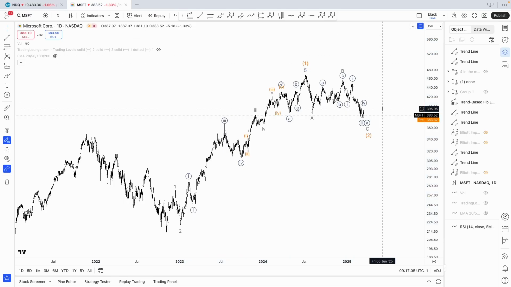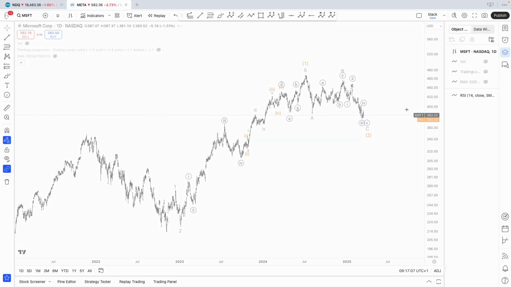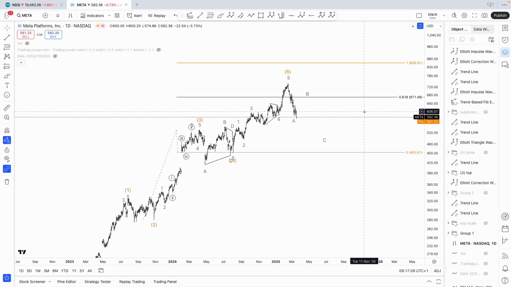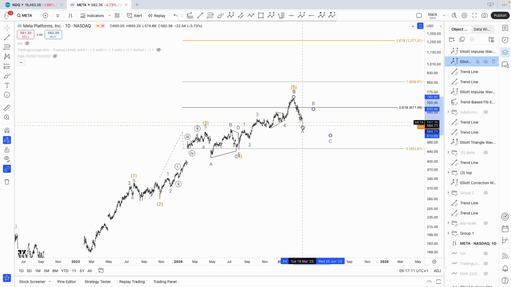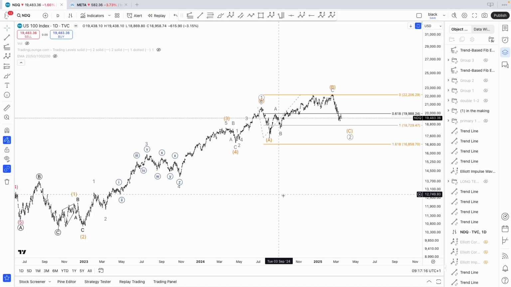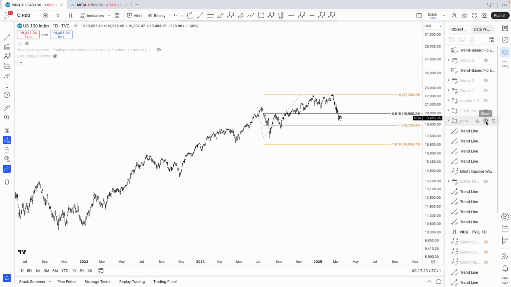Now, if we take a look at Meta, I believe we are at the beginning of the correction here. This is just the beginning. So it really depends. I don't know. I wish I knew, but I think it's right to show you both counts. This is the beginning, the end, and I said this I don't like.